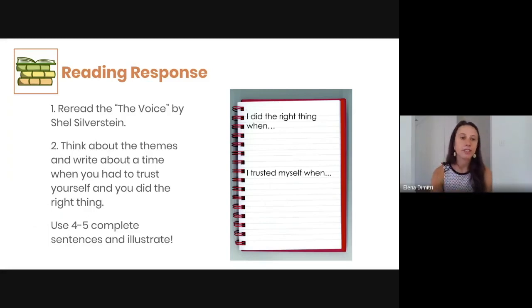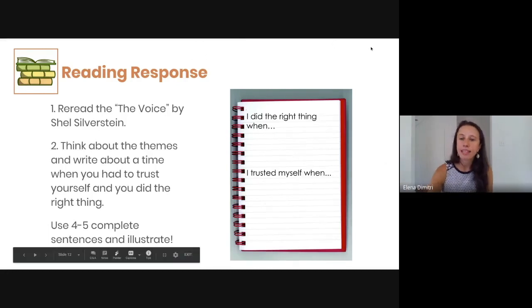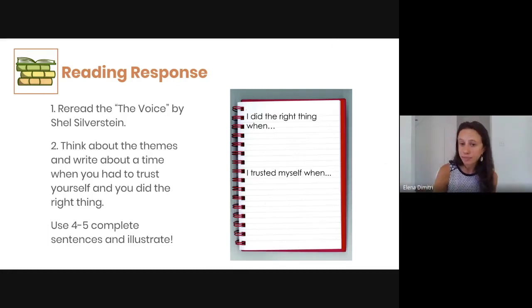The first thing I want you to do is reread The Voice by Shel Silverstein. And then I want you to think about the themes and write about a time when you had to trust yourself and you did the right thing. I want you to use 4 to 5 complete sentences and to illustrate. So over here, I have an example of how you can start your writing response. It says, "I did the right thing when," or you can use, "I trusted myself when."